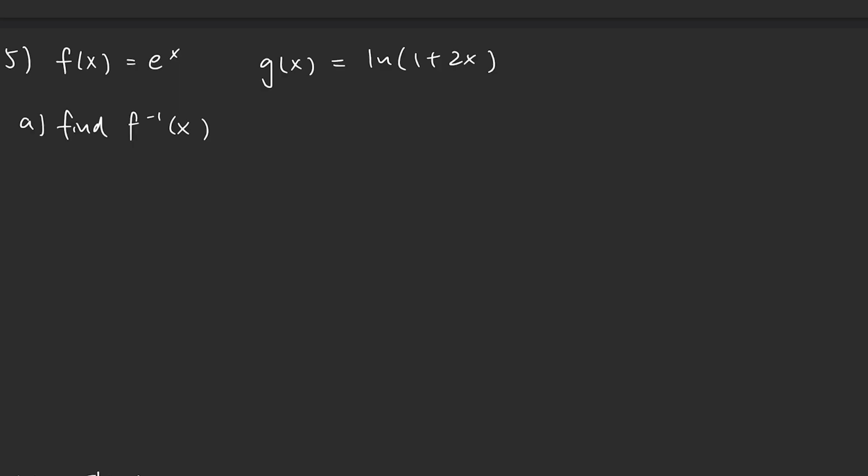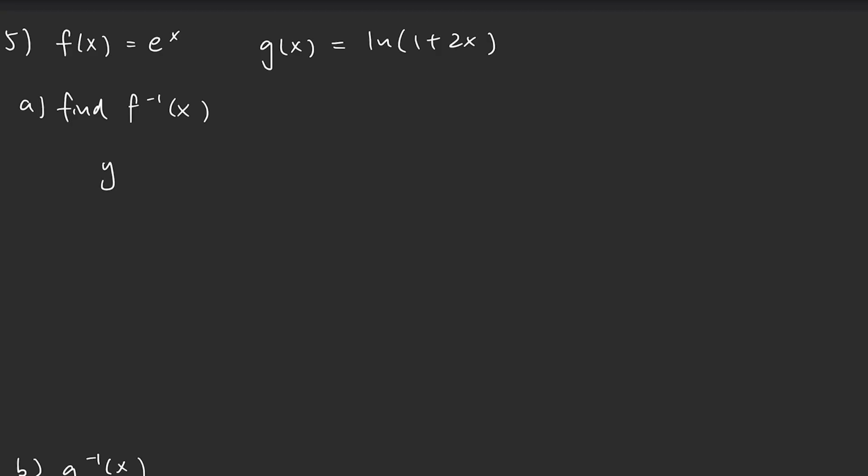Well, the first function, we have y is equal to e to the x. Well, we switch our variables, so we have x is equal to e to the y, because an inverse is a reflection across y equals x. So this is how this comes.